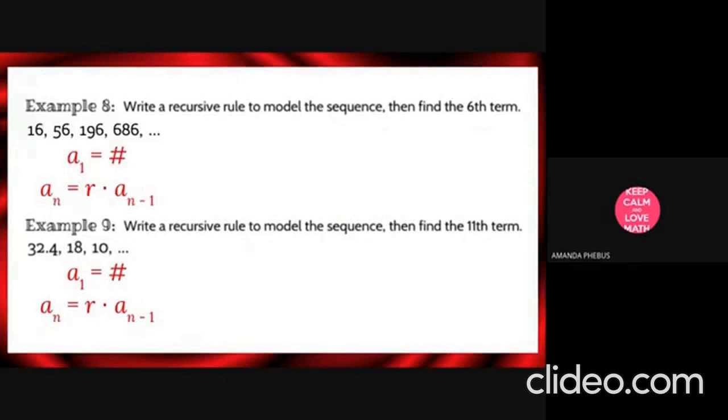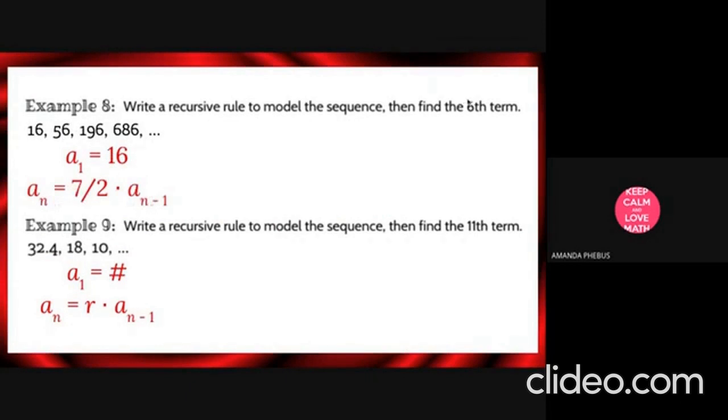All right, so let's write a recursive rule to model the sequence and then find the 6th term. So it looks like our first number is 16, so a sub 1 equals 16. This one you might need to figure out, it's kind of hard to tell what you're multiplying by. You're definitely multiplying by a number bigger than 1. So we may take 56 and divide it by 16. 56 divided by 16 is 3.5, or I wrote it as 7 halves here. Doesn't matter which one.